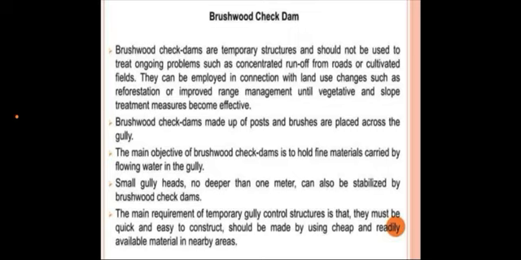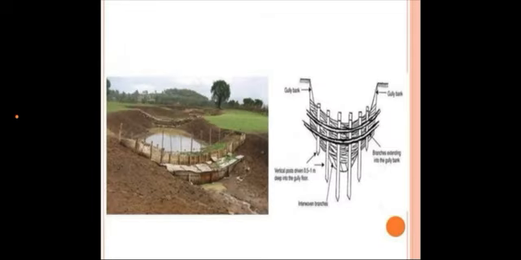Brushwood check dam. A brushwood check dam or temporary structure should not be used in treating ongoing problems such as runoff from roads and cultivated fields. Brushwood check dams are made of posts and brush placed across the gully. Small gully heads no deeper than 1 meter can also be stabilized by brushwood check dams.